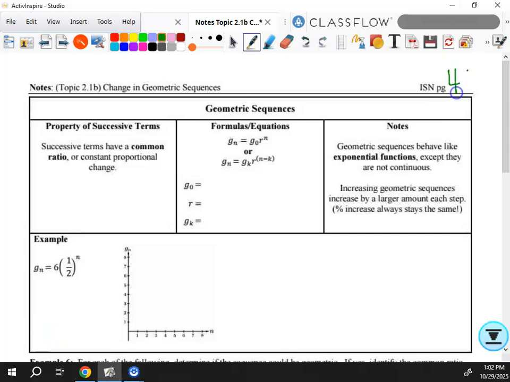Alrighty, this is going on page 45 when we're done. Yesterday we talked about arithmetic sequences. Today we're going to talk about geometric sequences.